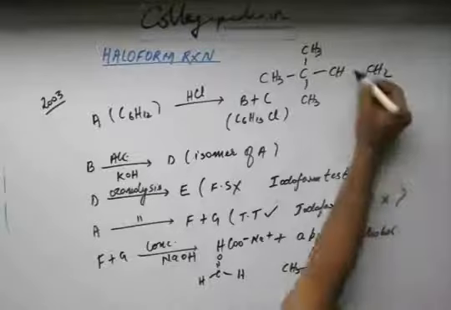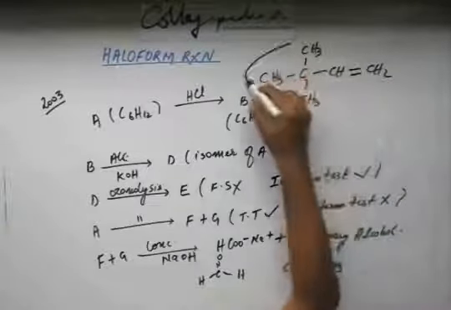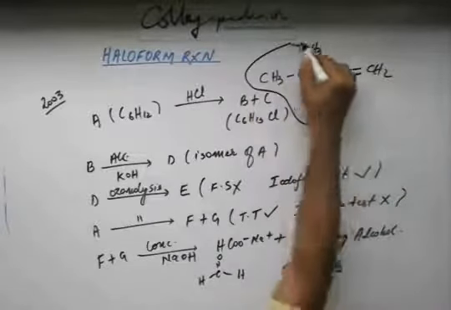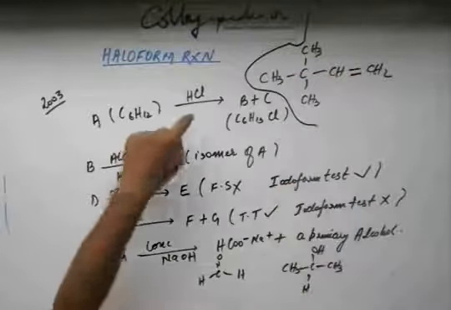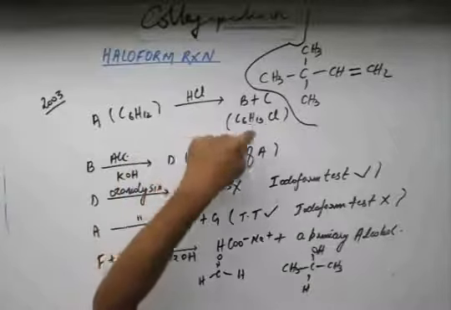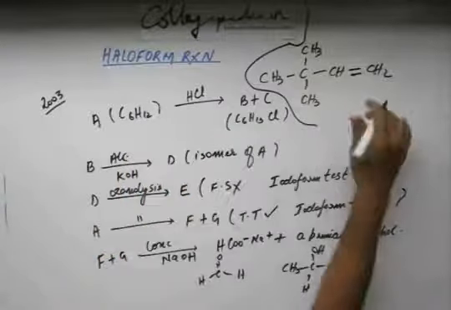I'm considering this as A. This is the structure of A. Now, when you add HCl, you are going to get B and C. Now, let's add HCl on this.